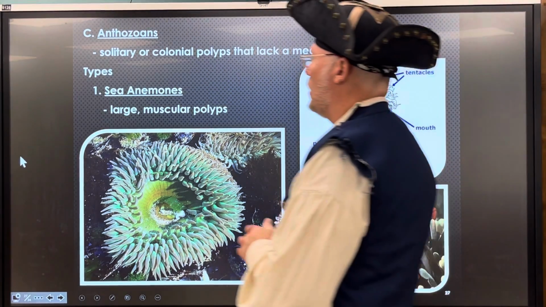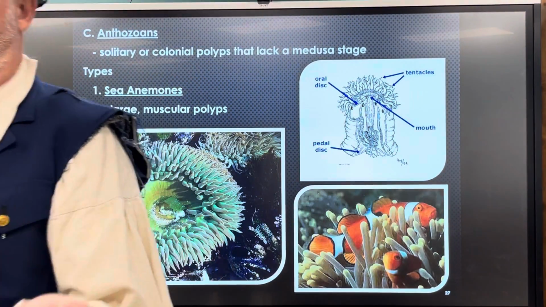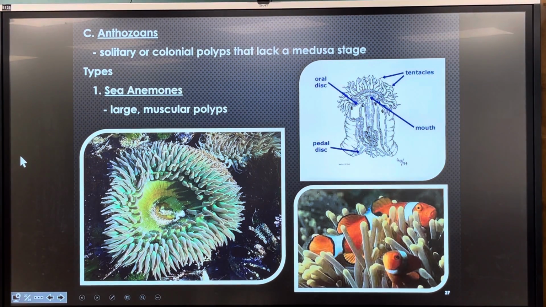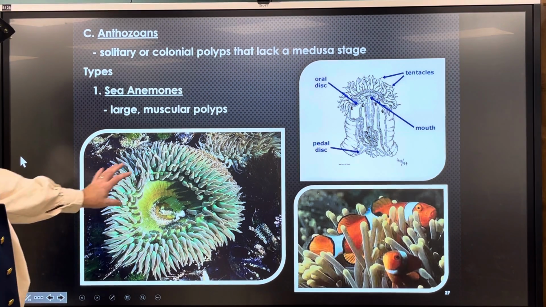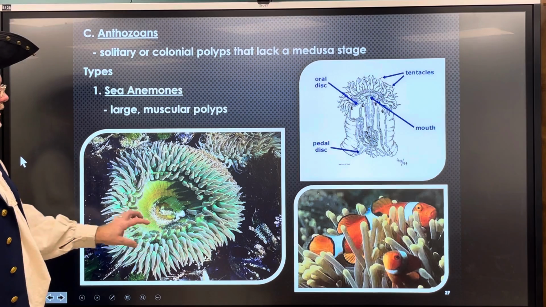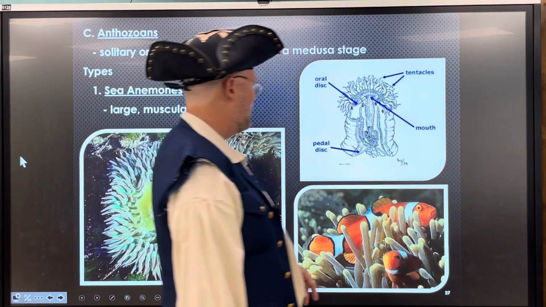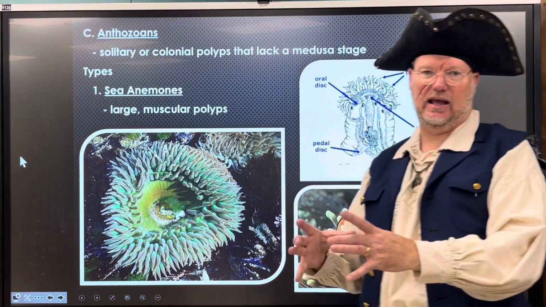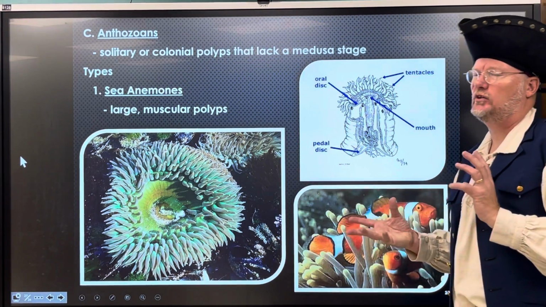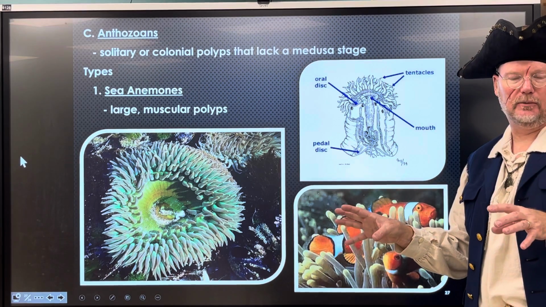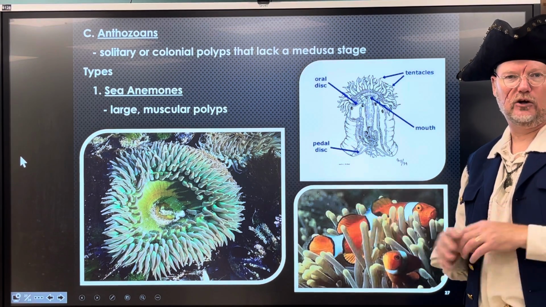These are your sea anemones to start with. Okay. Solitary or colonial polyps that lack a medusa stage. Large muscular polyps, and they're larger in colder waters, like in the North Pacific, in California, Oregon, Washington. They're huge, meaty things. I think they're much more delicate here in Florida and the Caribbean and other parts of the world.